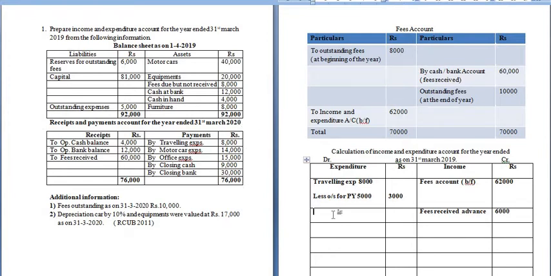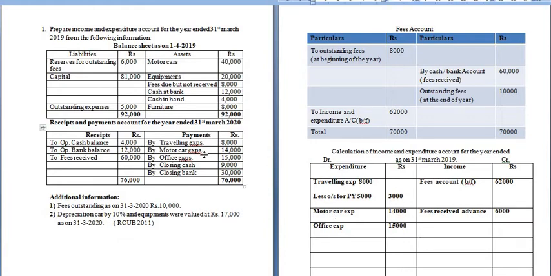After traveling expenses, next is the motor car. The motor car is an asset, but whatever expense we made on that is revenue expenses. Motor car expenses. How much are the motor car expenses? 14,000. Next, after motor car expenses, office expenses. How much are the office expenses? That is 15,000.